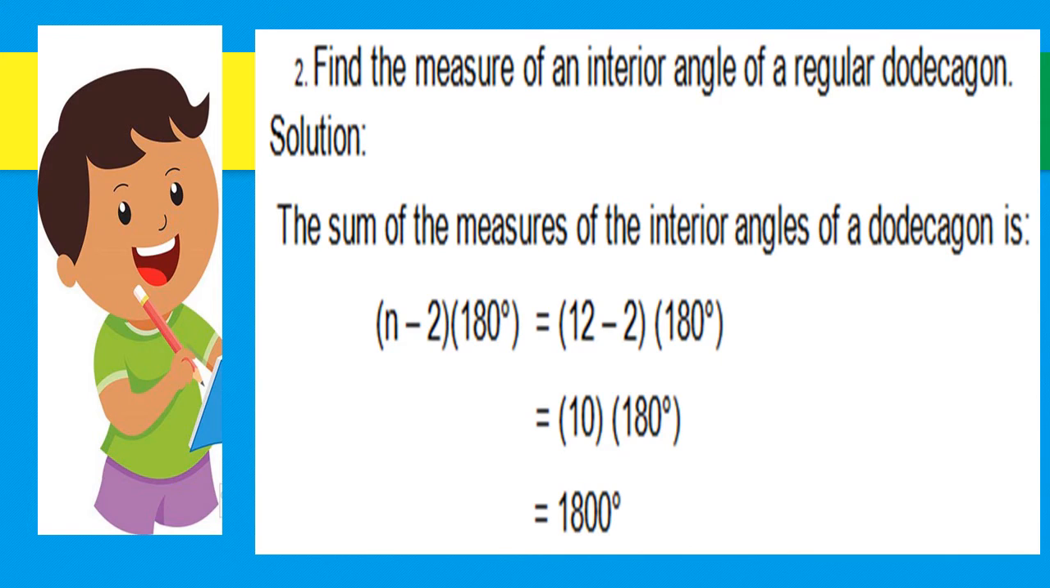Now, number 2 example. Find the measure of an interior angle of a regular dodecagon. When we say dodecagon, there are 12 sides as shown in the figure below. The sum of the measures of the interior angles of a dodecagon is the quantity of n minus 2 times 180 degrees. That is equal to 12 minus 2 times 180 degrees. Substitute the value of sides, which is 12, to n. Now 12 minus 2, that is 10, times 180 degrees, that is 1800 degrees.